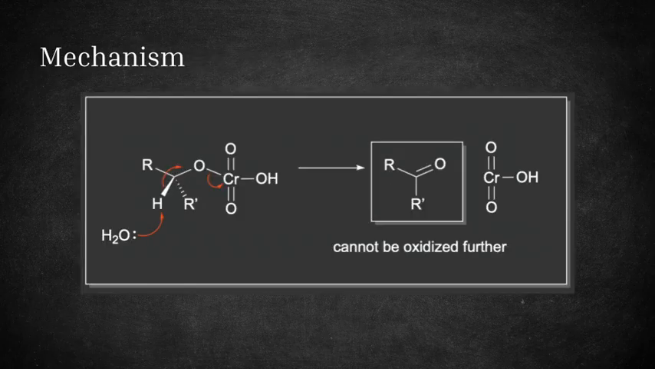When the carbon-oxygen pi bond forms, converting the alcohol to a ketone, there are no more oxidizable hydrogen atoms on the carbonyl carbon. This is why secondary alcohols oxidize only to ketones and do not proceed to carboxylic acids, unlike primary alcohols, which can be further oxidized due to the presence of an additional hydrogen atom on the carbonyl carbon.